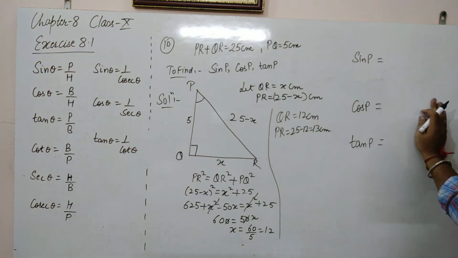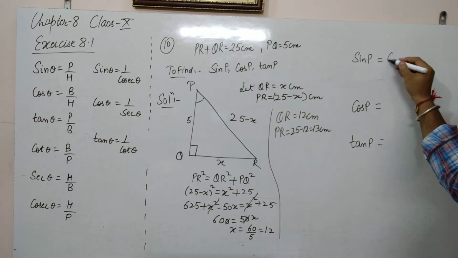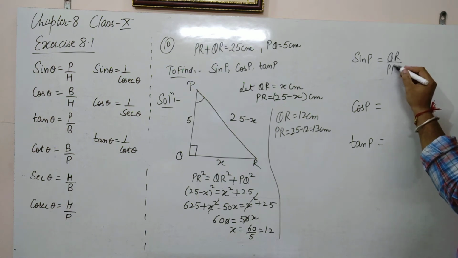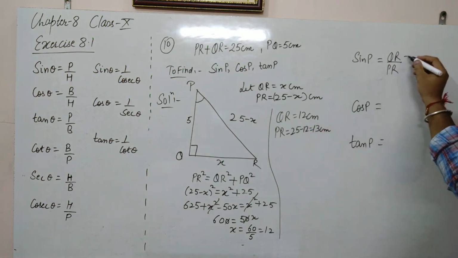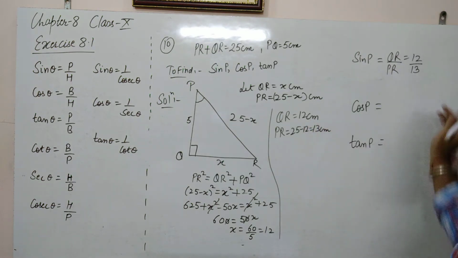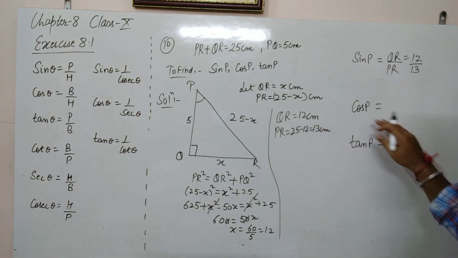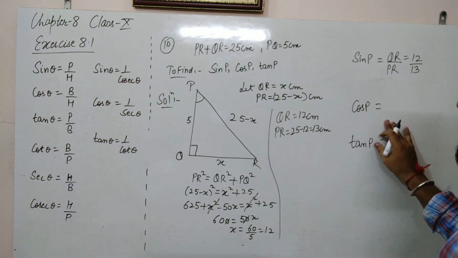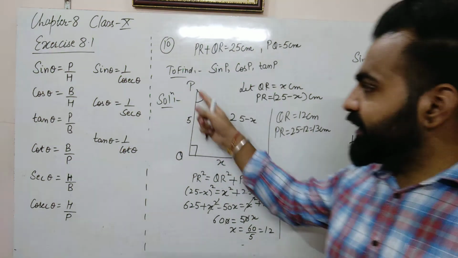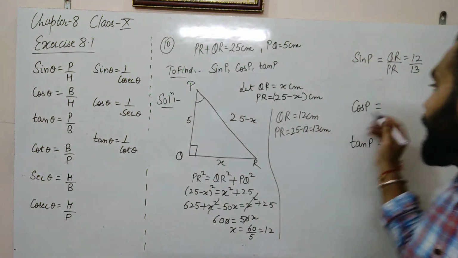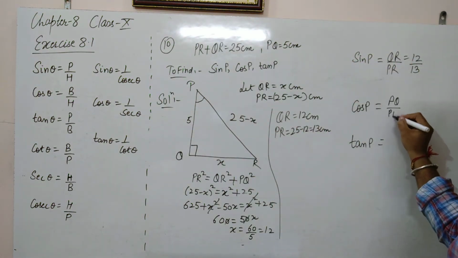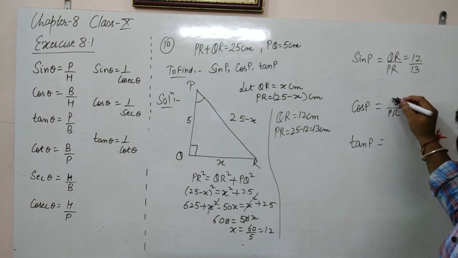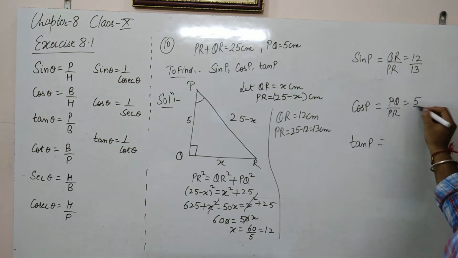So sin P is P by H. P by H means QR by PR. This is the perpendicular. And what is QR? QR is 12, PR is 13. So 12 by 13. Cos P. Cos P is B by H. So B is 5, 5 by 13. That is PQ by PR. This is 5 by 13.